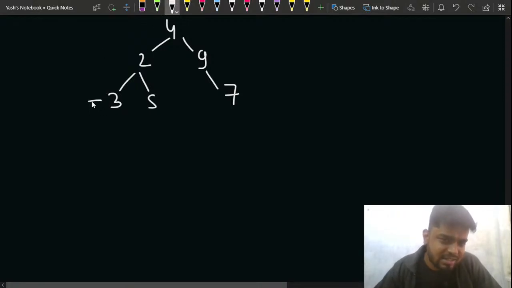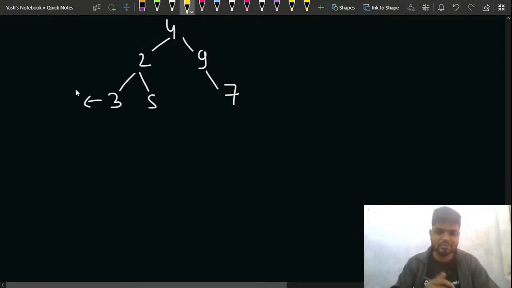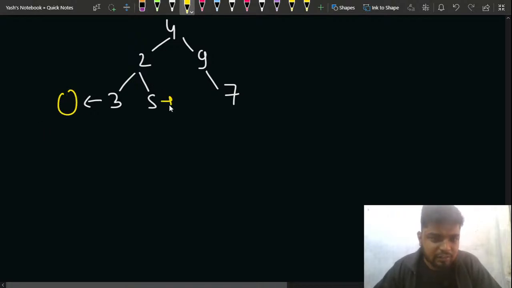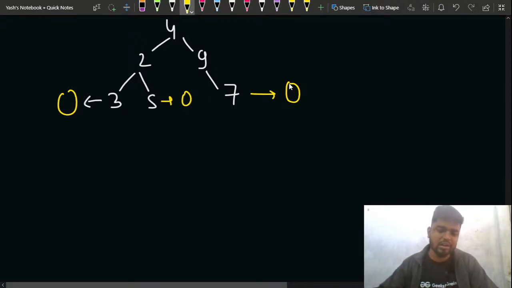You can see for this case, for this 3, it doesn't have any left child or right child, so the tilt for this is 0. This is very much clear. The tilt for this 5 is also 0, and the tilt for this 7 is also 0, because it does not have any left child or right child.